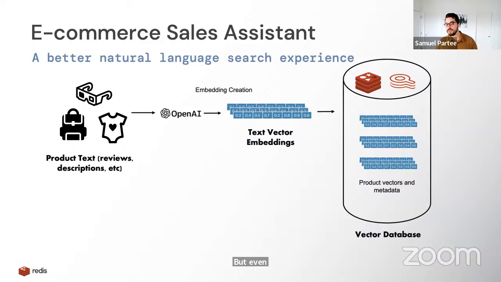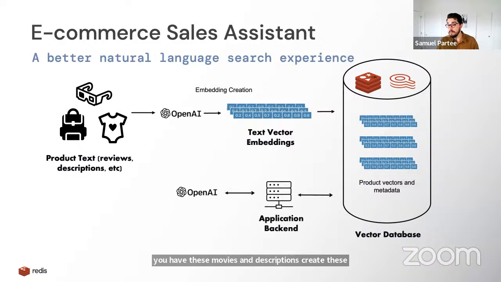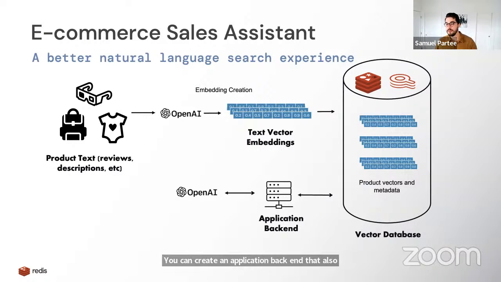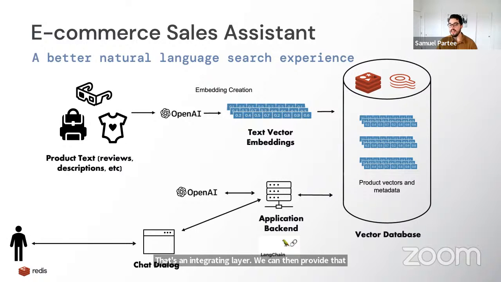If you have these reviews and descriptions, create these semantic embeddings and index them in something like Redis, doesn't have to be. You can create an application backend that also communicates with GPT. So say we're using 3.5 Turbo here, we can take those vector embeddings, retrieve context, and chain them together with something like LangChain. That's an integrating layer. We can then provide that Q&A loop that we talked about to provide a chat dialogue from the same backend. And this will look a lot like you see on that website that I mentioned.